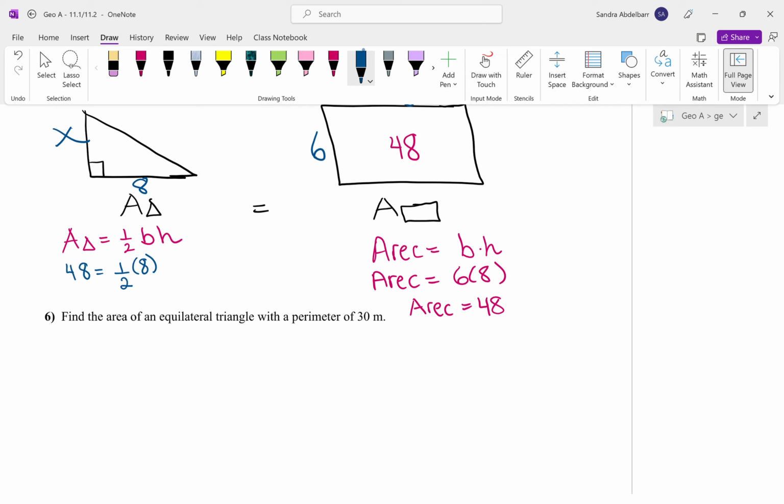And that's going to equal half. The base is 8. Our height is x. So I'm going to simplify this. Half of 8 is 4. So now we have 48 equals 4x. So what does x equal? 12. Is that my height? Yes.